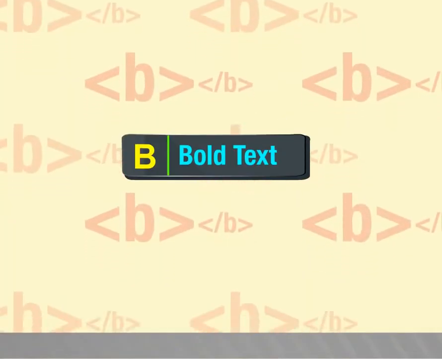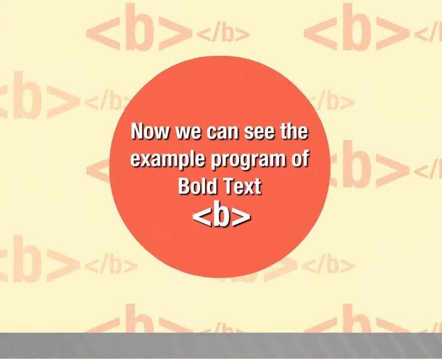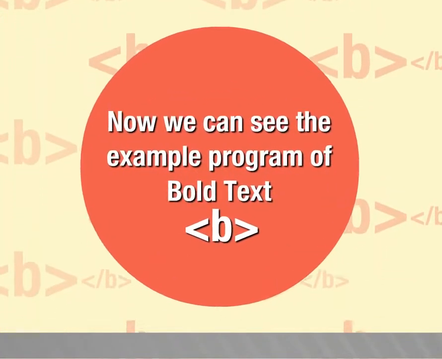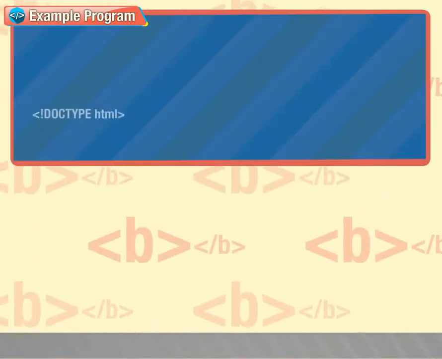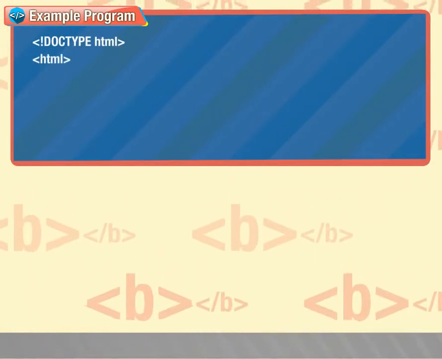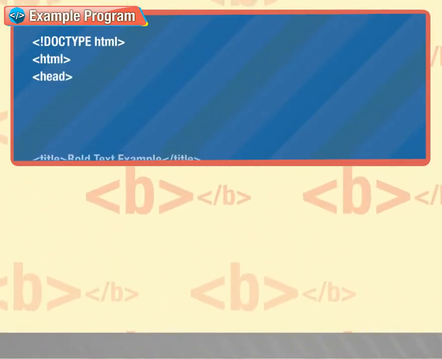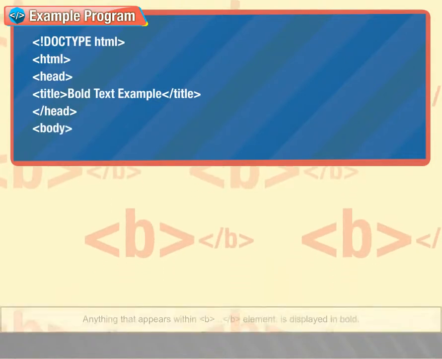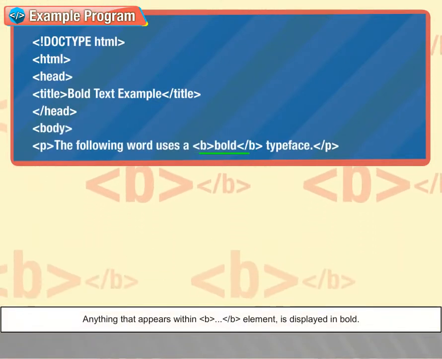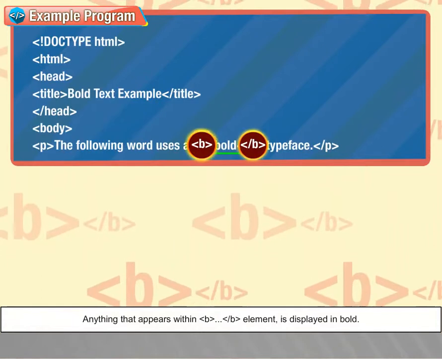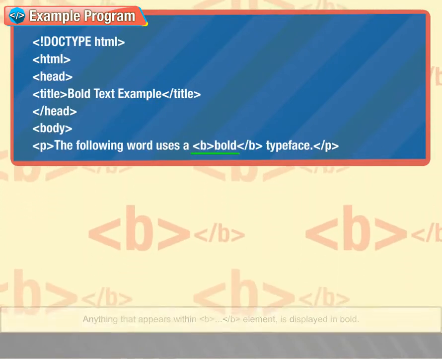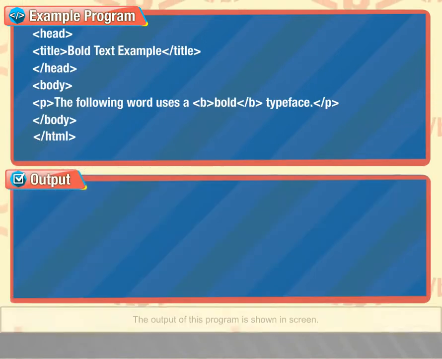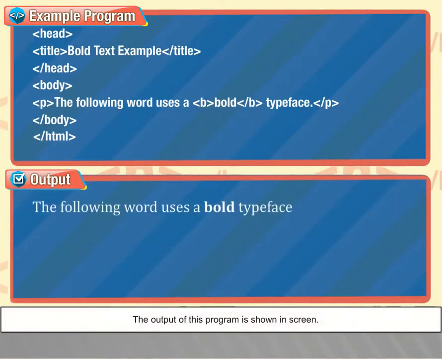Bold text. Now we can see the example program of bold text. Anything that appears within the B element is displayed in bold. The output of this program is shown in screen.